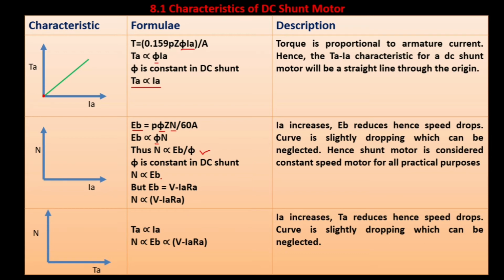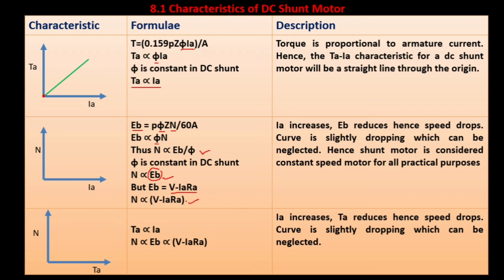That means N is directly proportional to EB. But I know the formula for EB also. What is the formula for EB? V minus IaRa. So instead of EB, I can write V minus IaRa. So N will become directly proportional to V minus IaRa. Now, what am I interested in? I'm interested in the speed and the armature current. So let me find the armature current first. This is the armature current.